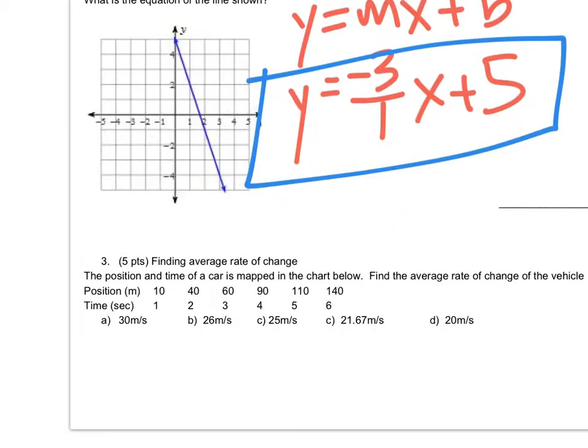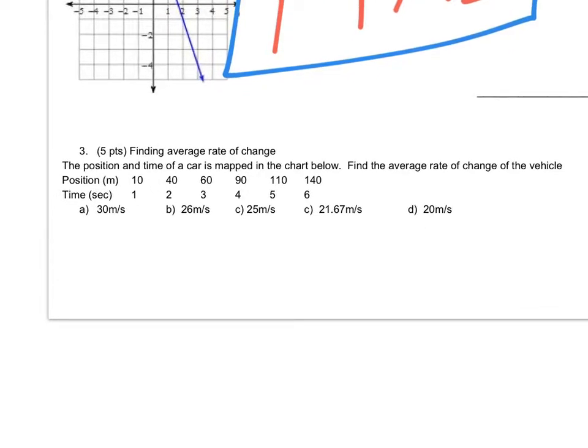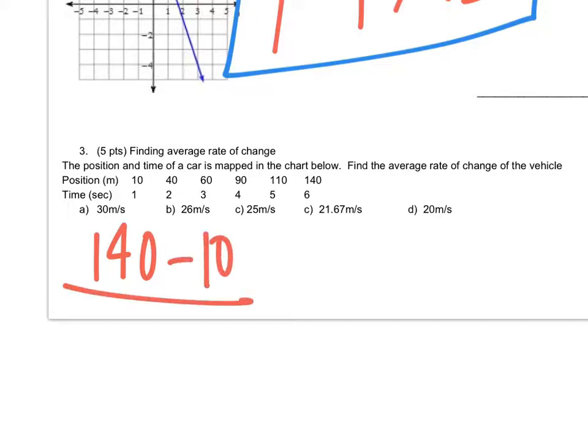What about question number 3? Here we've got average rate of change. We know that we've got the position and the time, and just like in the earlier one, what we need to do is subtract 10 from 140. So that's going to look like 140 minus 10 over what? We've got the final position subtracted by the initial. Likewise, we've got to subtract the initial time from the final time. And that's going to give us what?